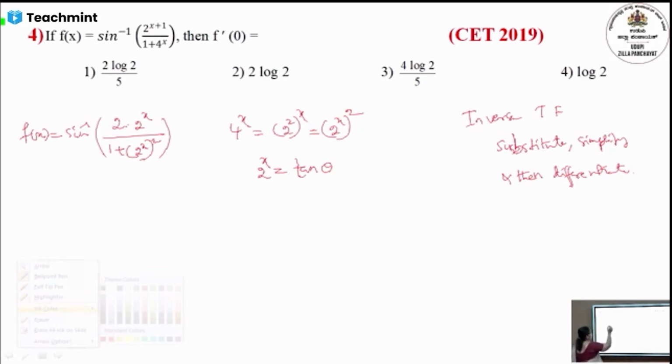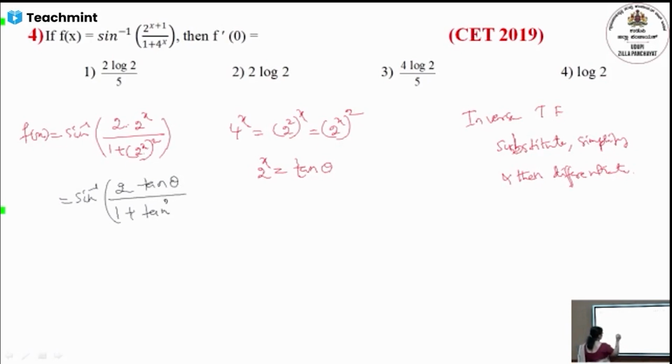Because 2 tan theta by 1 plus tan square theta is sine 2 theta, and sine inverse sine gets cancelled. So 2 power x you substitute as tan theta. What you get is sine inverse of 2 tan theta by 1 plus tan square theta. That is sine inverse of sin 2 theta.